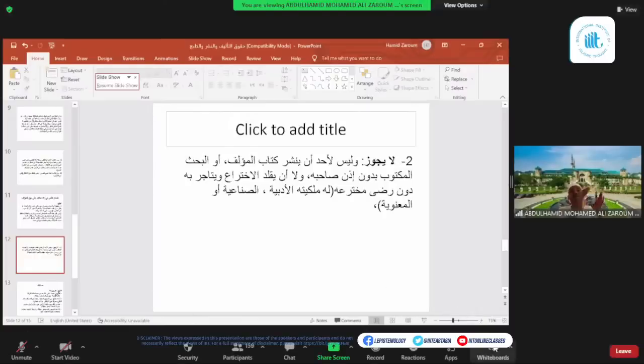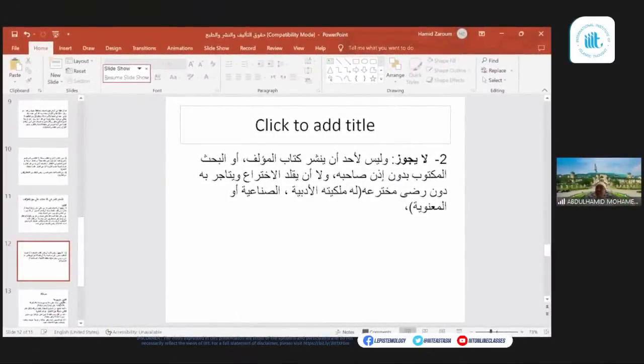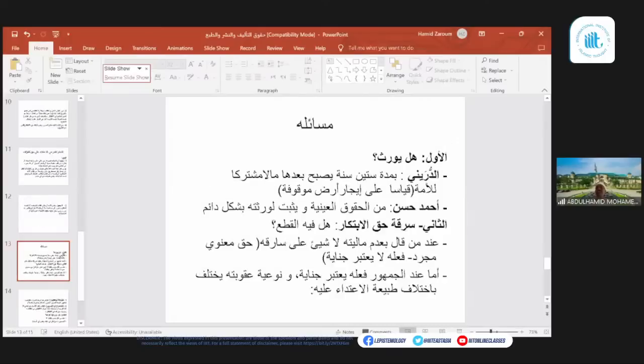Your logo, your name. Anyhow, if he or she agrees, allows you, then it's halal. Otherwise, it remains haram, because this is your right. Now, is it inherited? Before we end, inshallah, is it inherited?